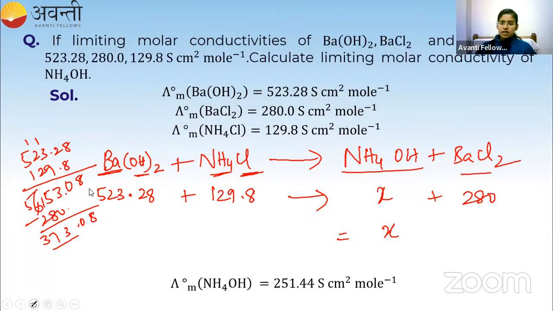It is actually 373. It is not 251, it is 373. Okay, this is wrong. It is 373. Got it? Very good. Okay, students. This is wrong. Actually, the correct answer should be 373. Okay, 0.08. All right.